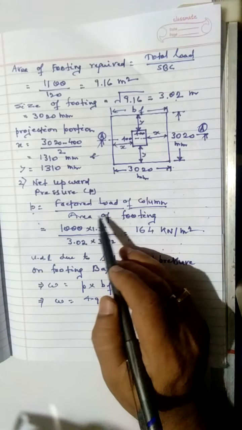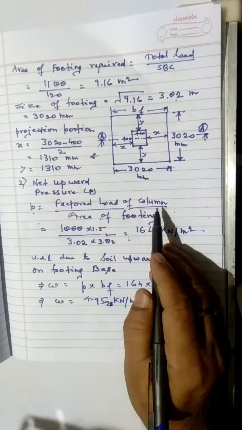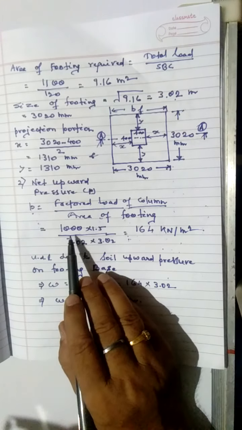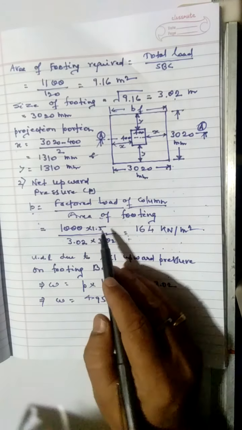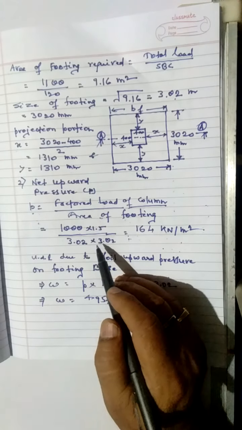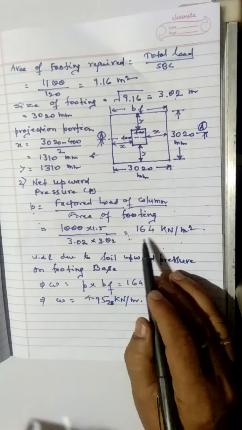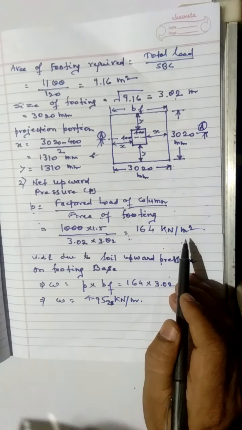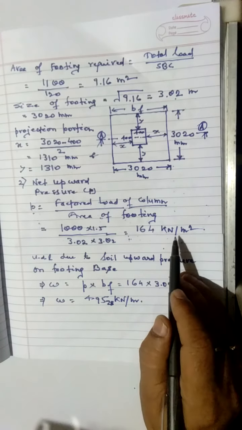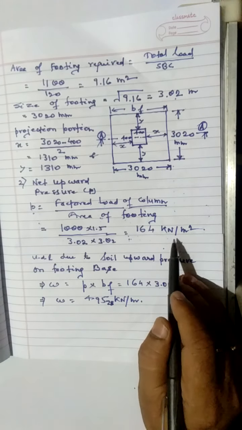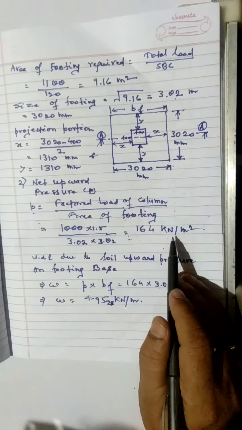Now we got the dimensions of the footing and its projection length on all the four sides of the column. Second step is to find out the net upward pressure, small p. This is equal to factored load of column divided by area of footing. Factored load of column is calculated: the total load on column 1000 kilonewton multiplied by the partial safety factor for load 1.5, divided by area of footing, that is 3.02 into 3.02. So this comes to 164 kilonewton per square meter. That is the upward pressure intensity coming from the soil on the bottom of the footing.